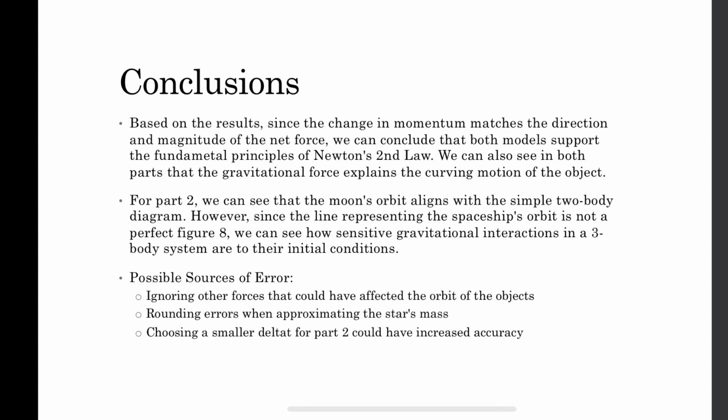Possible sources of error could have included ignoring other forces that could have affected the orbit of the objects, and rounding errors when approximating the star's mass. Choosing a smaller delta t for Part 2 could have increased accuracy.